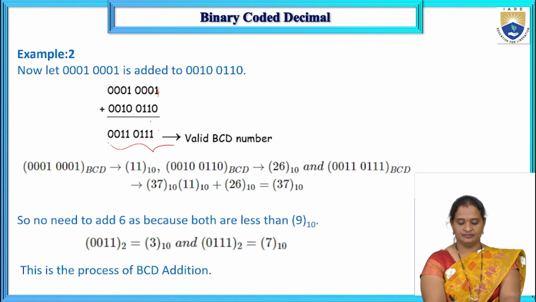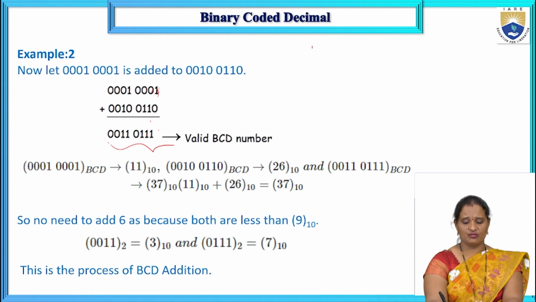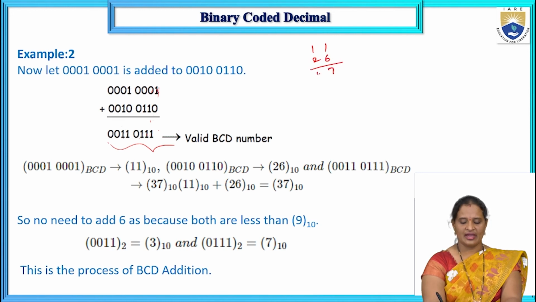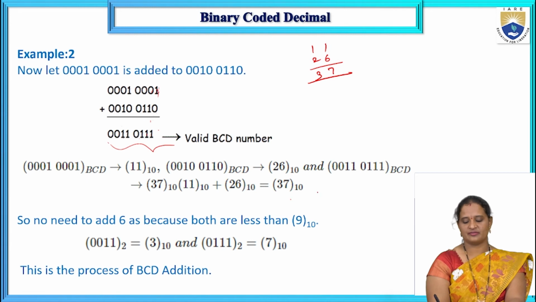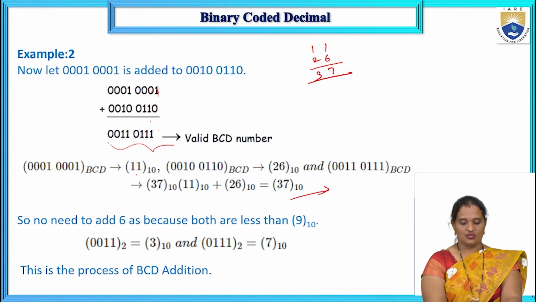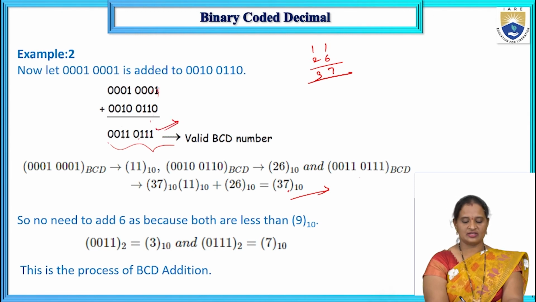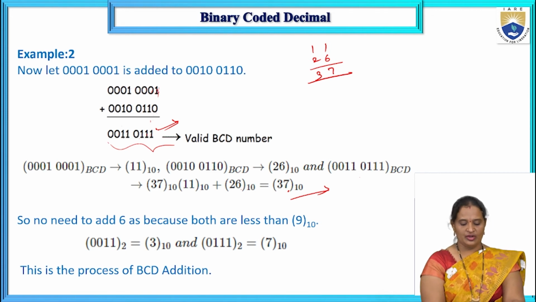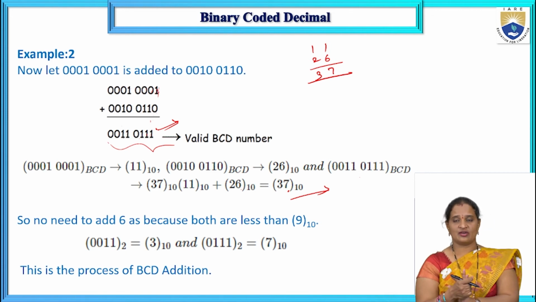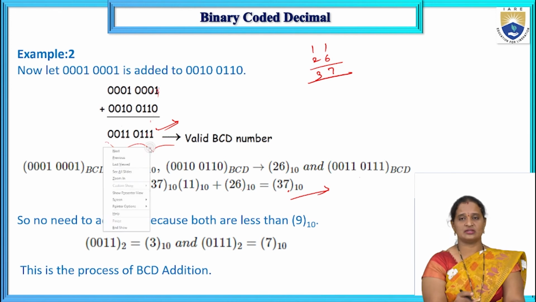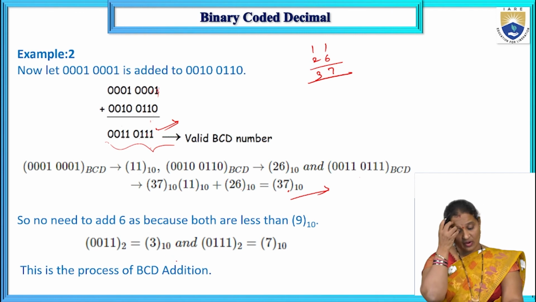No corrections are required. So what is actually 1, 1 and this one is 2 plus 6. So how much is it? 7 and 3. 37 is the answer. 1, 1 plus 2, 6 will give you 37. And finally the answer here is 37. There is no need to add any 6 because both are valid codes. That is why we are not adding any 6 to the sum here. So this is about the BCD addition.